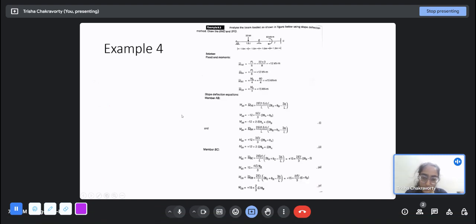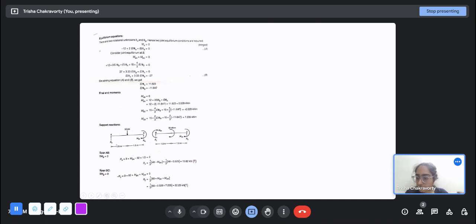This is the moment that is applied by the fixed support on the beam, and then we solve the support reactions of each span. In this span, there is one applied moment and one applied force, that is 32 kilonewton externally, and one internal moment MBA, and we solve the reactions. And here there is one concentrated moment applied, and there is one internal moment MBC and one support moment MCB. So solving those, we get RA, RB1, RB2, and RC.